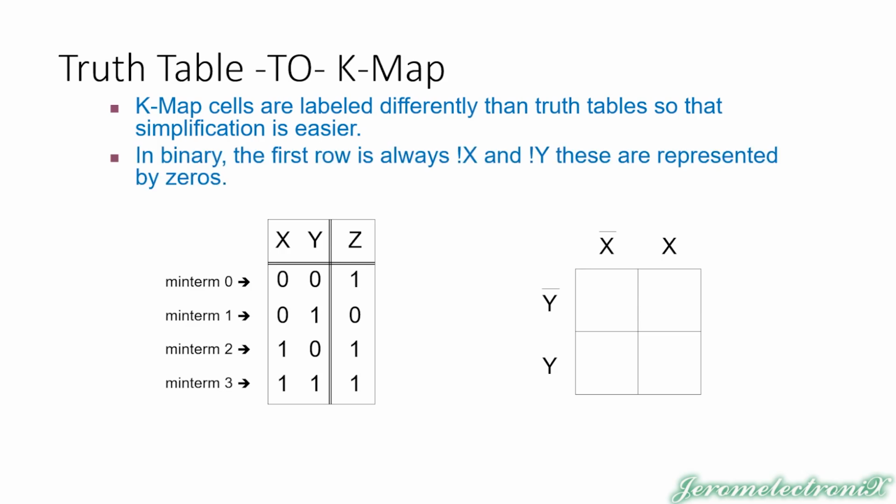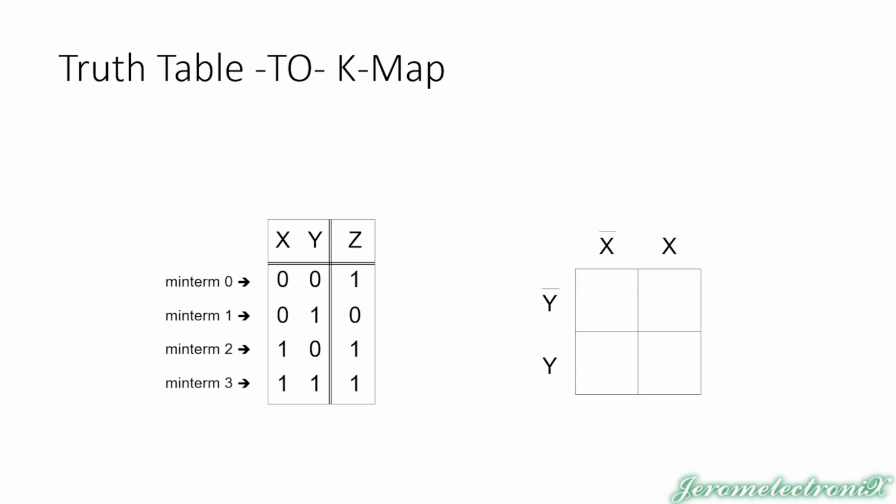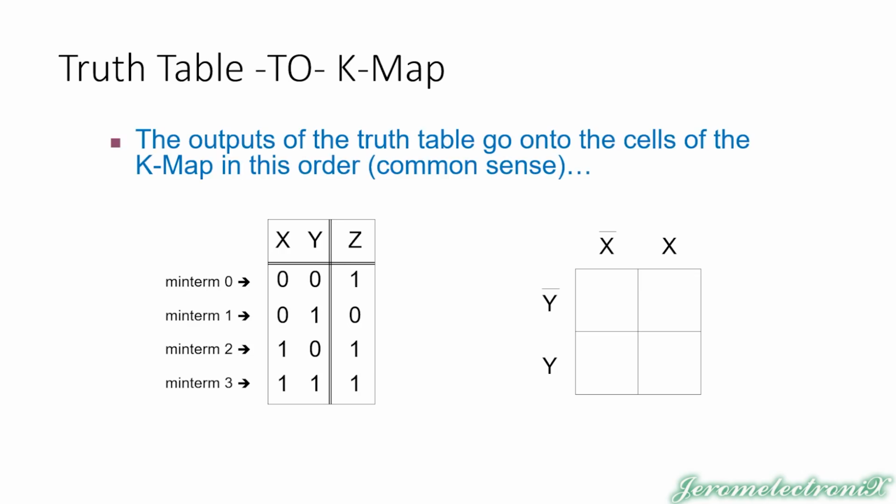In binary, the first row is always not X and not Y. In the truth table, the first row is always not X and not Y. On the K-map, the first cell is always not X and not Y. So here is X naught, and there is X naught, and here is Y naught, and here is Y naught, and the output goes here, and the output goes here. So if you understand that, you understand already quite a bit about K-maps.